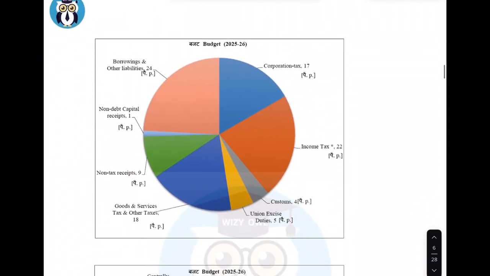Now, these are the important data on where we are getting the money from. So maximum we are getting from income tax, that is 22%.